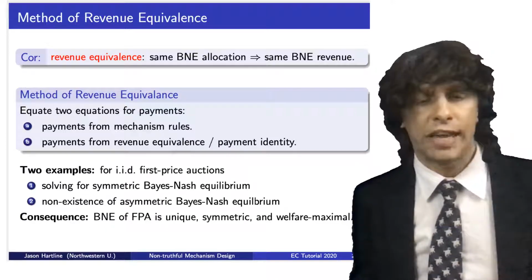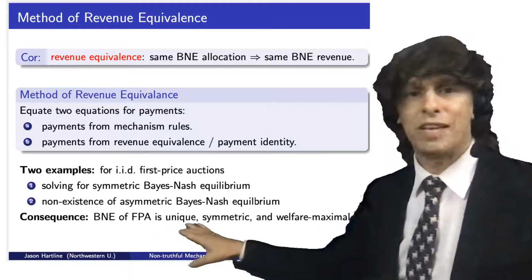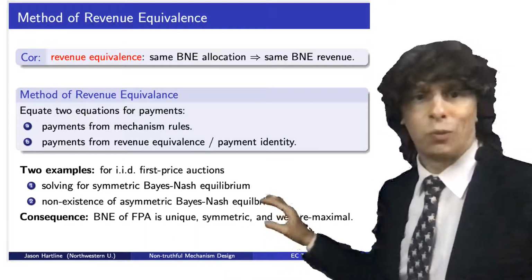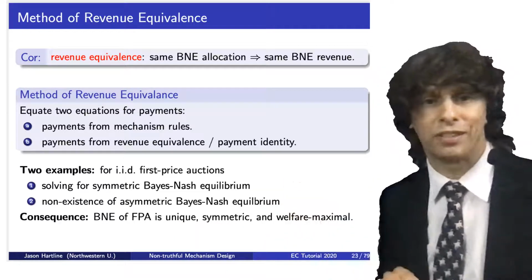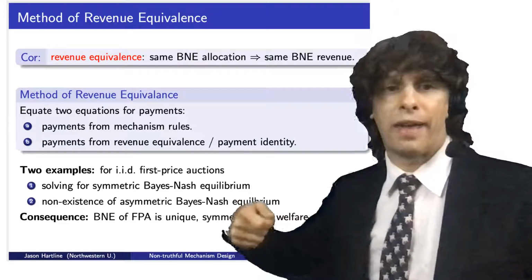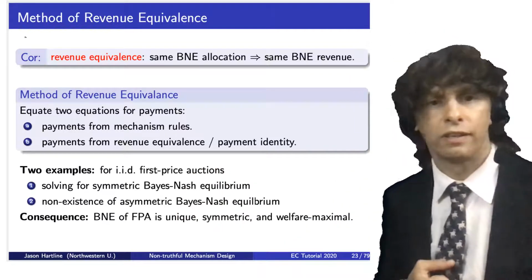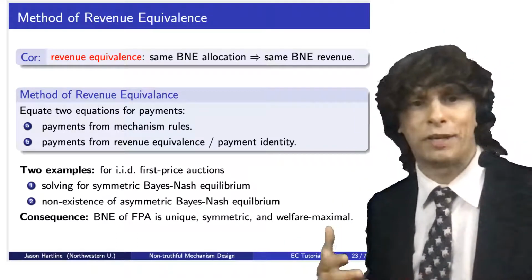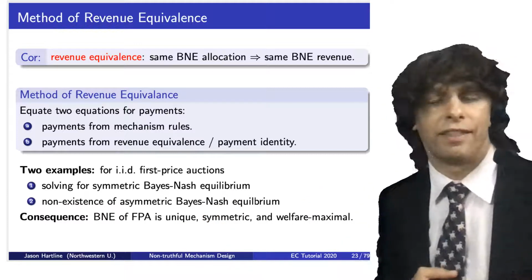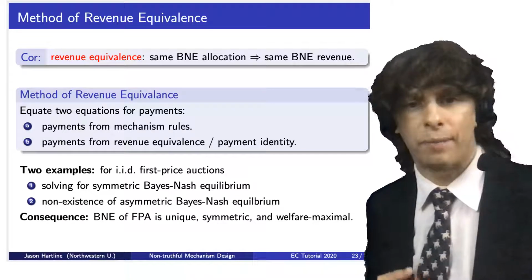Combining these two results together, we see that the Bayes-Nash equilibrium in the first price auction is unique, symmetric, and welfare maximal. Why is it welfare maximal? Well, when we solve for the symmetric Bayes-Nash equilibrium, we observe it to be everyone bids by a symmetric increasing function, and therefore the highest bidder is also the highest valued agent, and therefore the first price auction optimizes welfare.